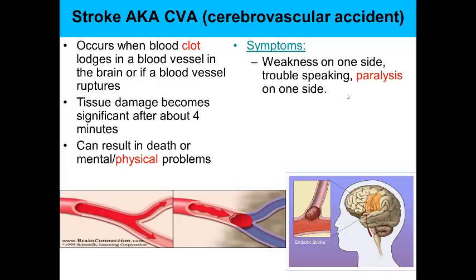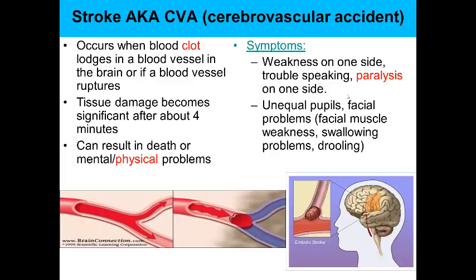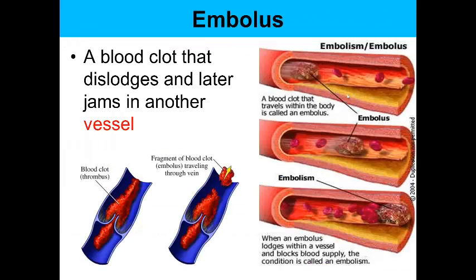What are the symptoms of a stroke? This includes weakness on one side, trouble speaking, paralysis on one side, unequal pupils, facial problems, facial muscles weakening, swallowing problems, and drooling. What is an embolus?